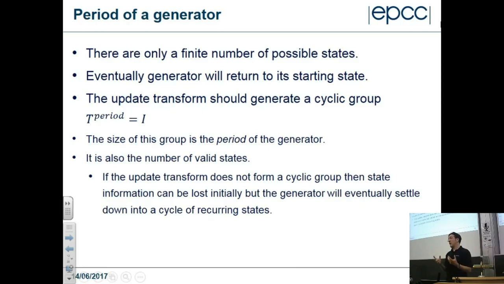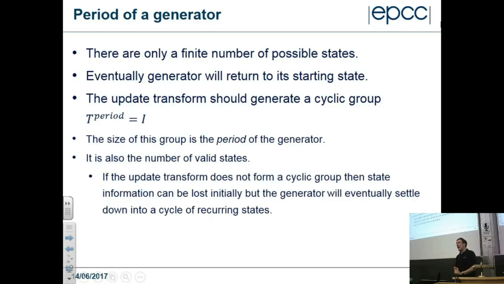So it's the number of valid states. And hopefully the period of your generator needs to be much, much longer than the length of your simulation. So a good random number generator will have periods which are the age of the universe type thing. This random number generator won't restart for a billion years, that kind of thing.